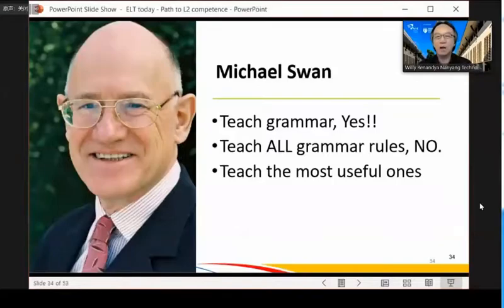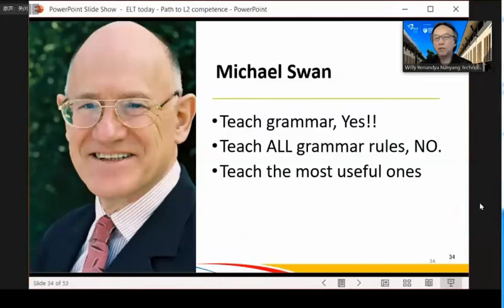I think the answer is not. That is not the question. I think we now know that we have to teach grammar. Yeah, you and I and a lot of experts agree that yes, we need to teach grammar. But the question is, do we need to teach all the wonderful grammatical rules or the grammatical features in the English language? The answer is no.